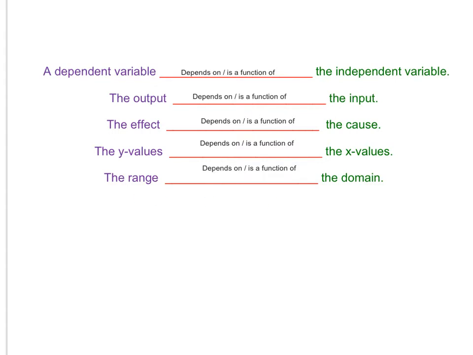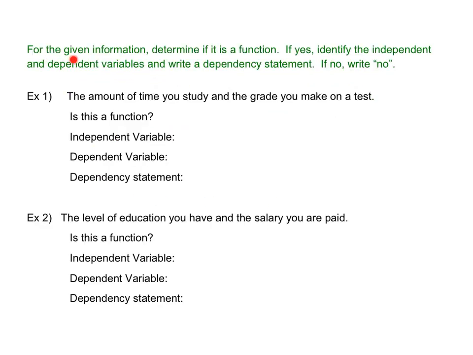Alright, let's move on. For the given information, we're going to do some examples. Determine if it is a function. If it is a function, identify the independent and the dependent variables and write a dependency statement. If it is not a function, write no. So look at example 1. The amount of time you study and the grade you make on a test. Write that down.